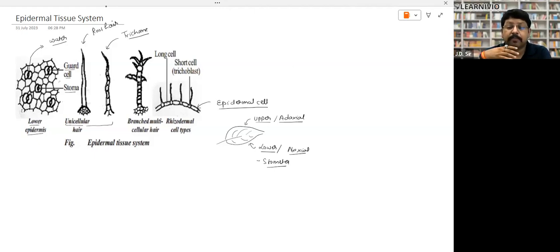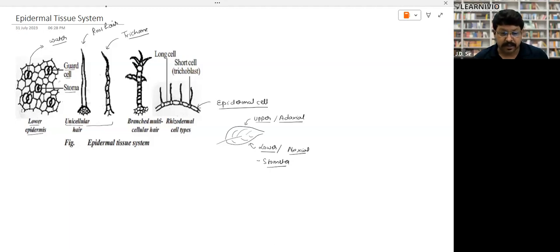Why the lower end? Because if the stomata were on the upper end, more transpiration would take place and there would be more loss of water. The plant would face scarcity of water. So to prevent extra loss of water, the stomata are found more on the lower surface.